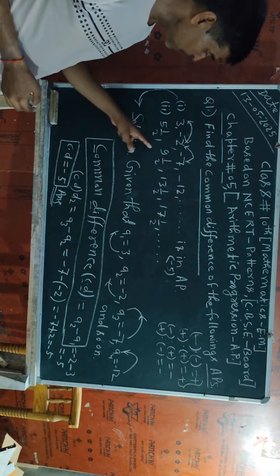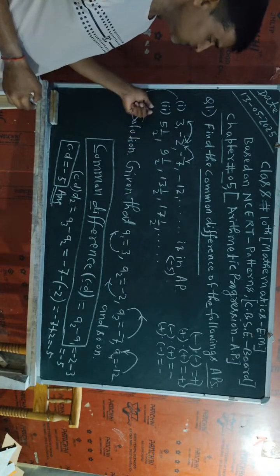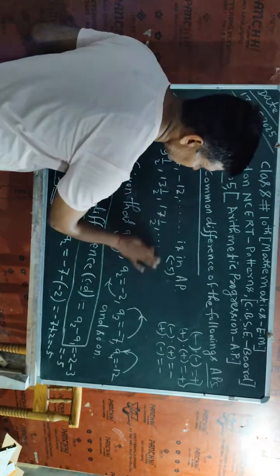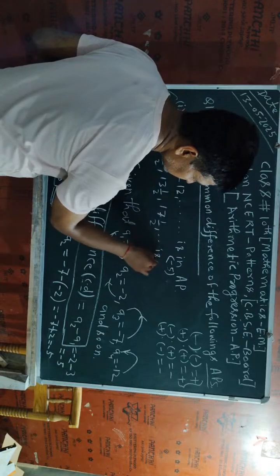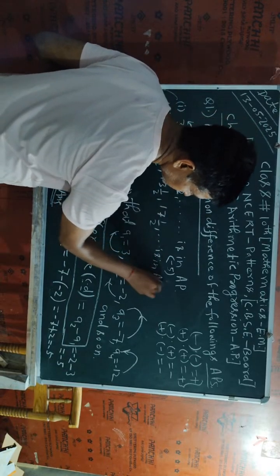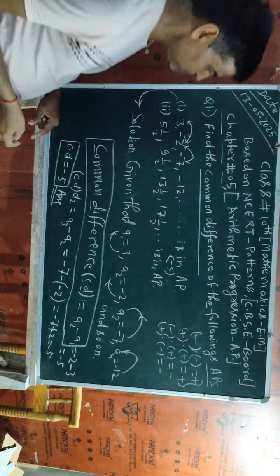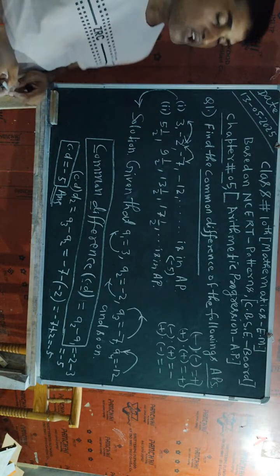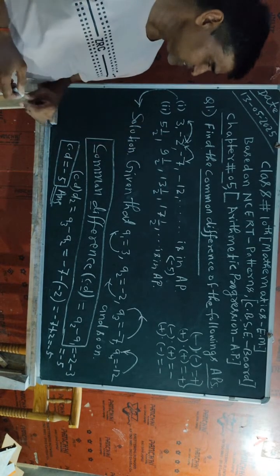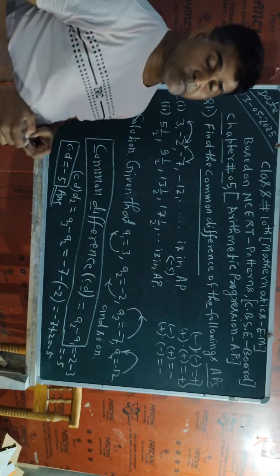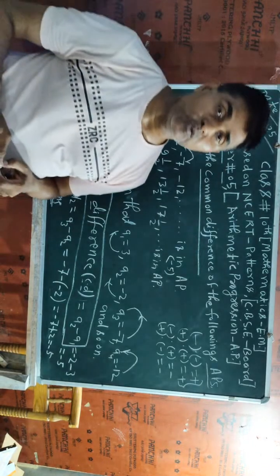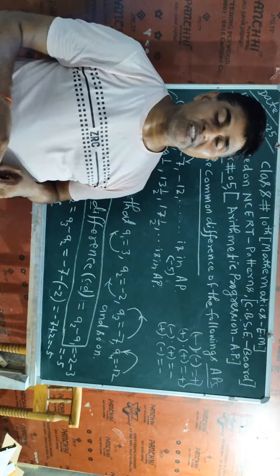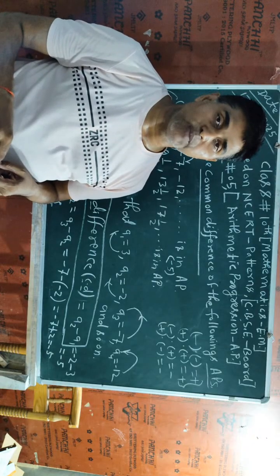Same formula you will also apply in the second question. This is also available in an AP series, and you have to find the common difference of this series too. So the formula you have to remember is: common difference is equal to second term minus first term. This is the general formula you have to remember.